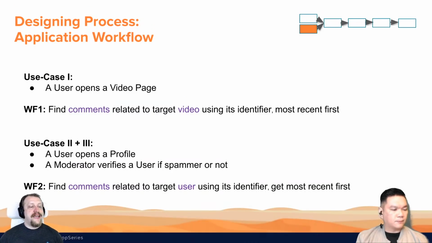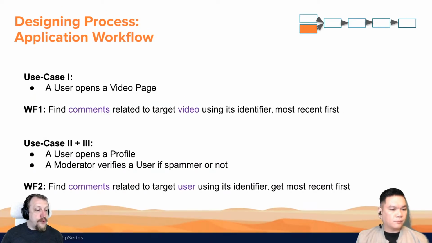Use case 2 and use case 3 are very similar, so we merge them into one. A user opens a profile and we have to show his recent comments, so he or she can see the amount of likes or dislikes, or answers maybe. And the third use case, a moderator verifies if a user is a spammer or not. For example, a user has been reported writing spam, and I, as a moderator, want to check if he's a spammer or not. I want to see all of his comments at once within a single query, within a single workflow on one page, without opening all of the videos he or she commented on.